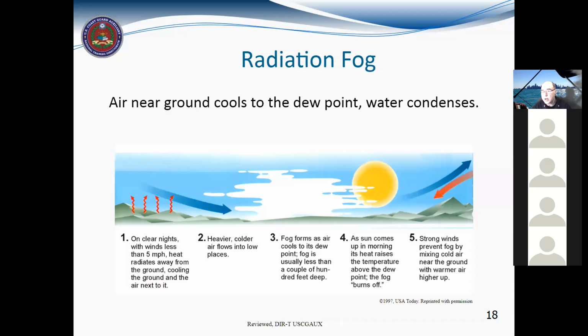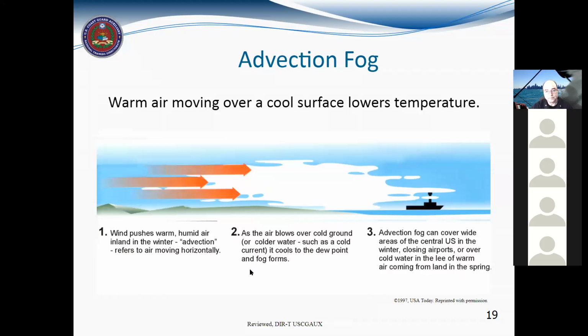As the sun comes up the next morning, the temperature goes back up again. Its heat raises the temperature above the dew point, and the fog, we call it burning off. People say, well, there's no fire, there's nothing going to burn. But the sun's rays are the radiation that's causing the fog to lift because it's warming the ground. And if there was a clear night but the winds are blowing, strong winds prevent fog by mixing the air near the ground with warmer air that's higher up. So it keeps it from cooling. So it adds that heat to keep the temperature dew point spread from getting too close.